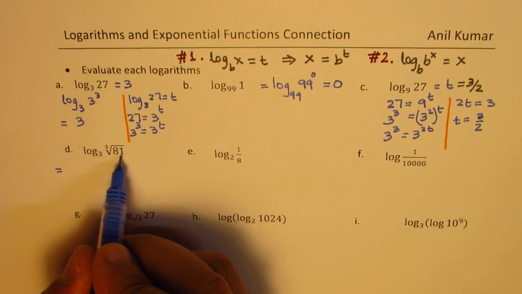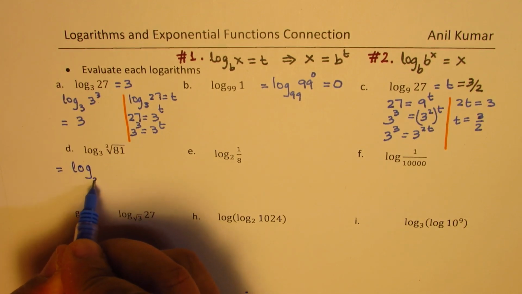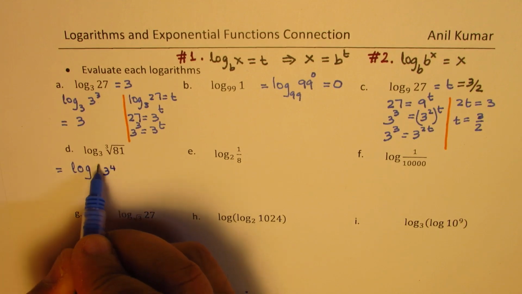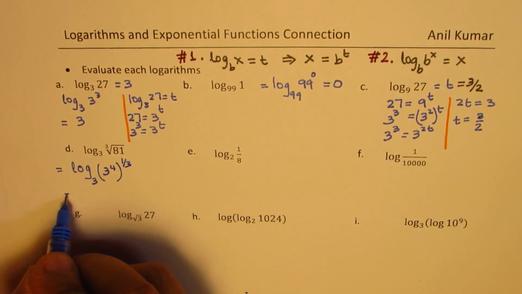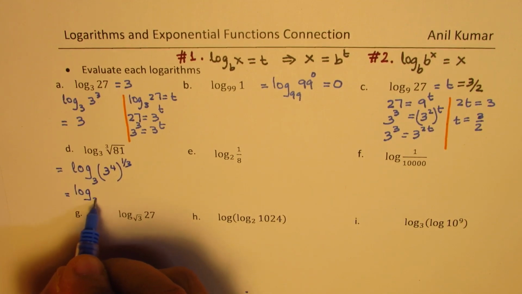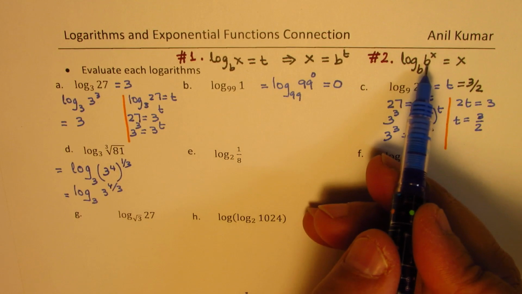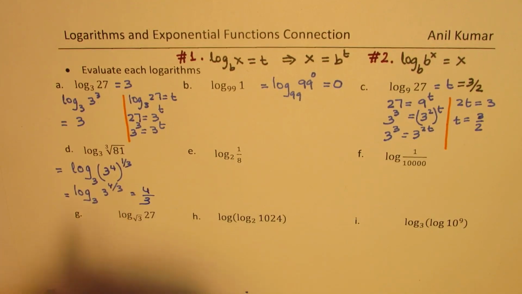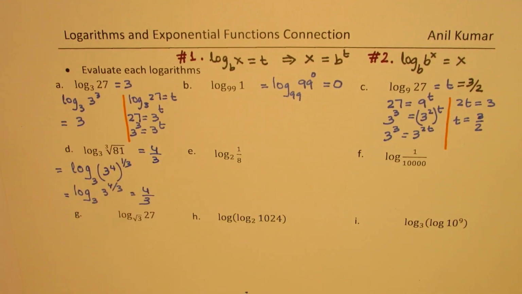Now 81 could be written as a power of 3, right? So we'll write this as log to the base 3, and 81 is 3 to the power of 4. And everything is to the power of 1 over 3. So that means it is equal to log to the base 3 of 3 to the power of 4 over 3. And using this particular method, we know the answer now is 4 over 3. Does it make sense to you? So that is how you could easily do them.